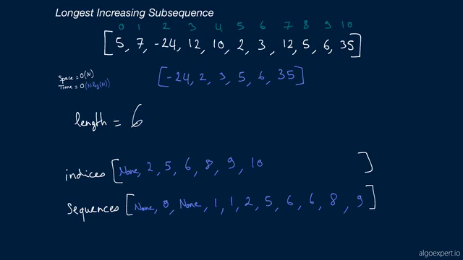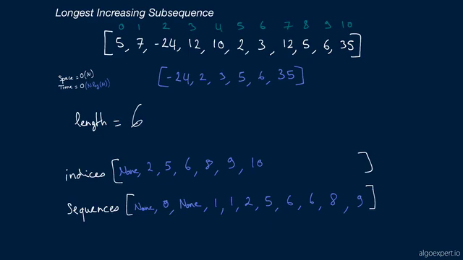At index 10, we've got the number 9. At index 9, we've got 6. Then at index 9, we've got the number 8. At index 8, we've got 5. Then at index 8, we've got 6. At index 6, we've got 3, and so on and so forth. And we keep backtracking, and we can build up our increasing subsequence.